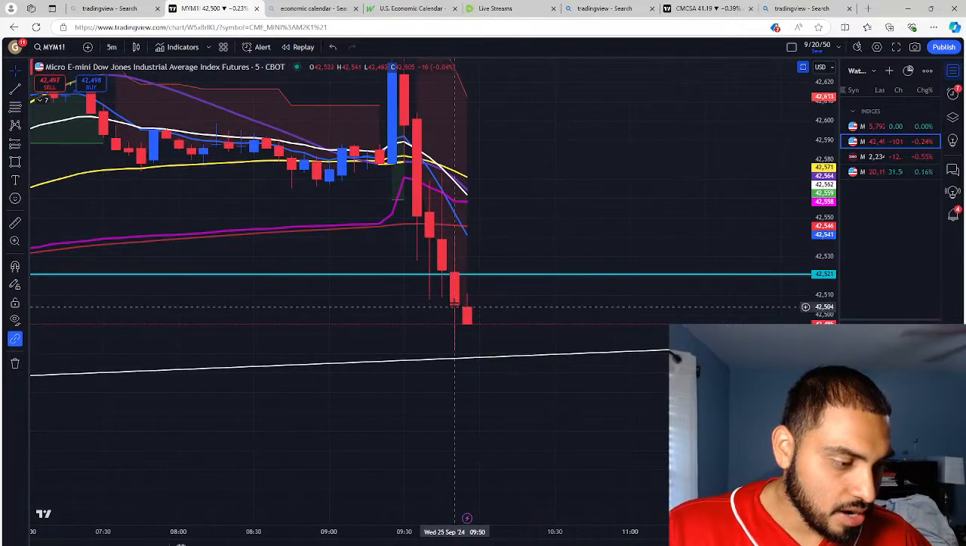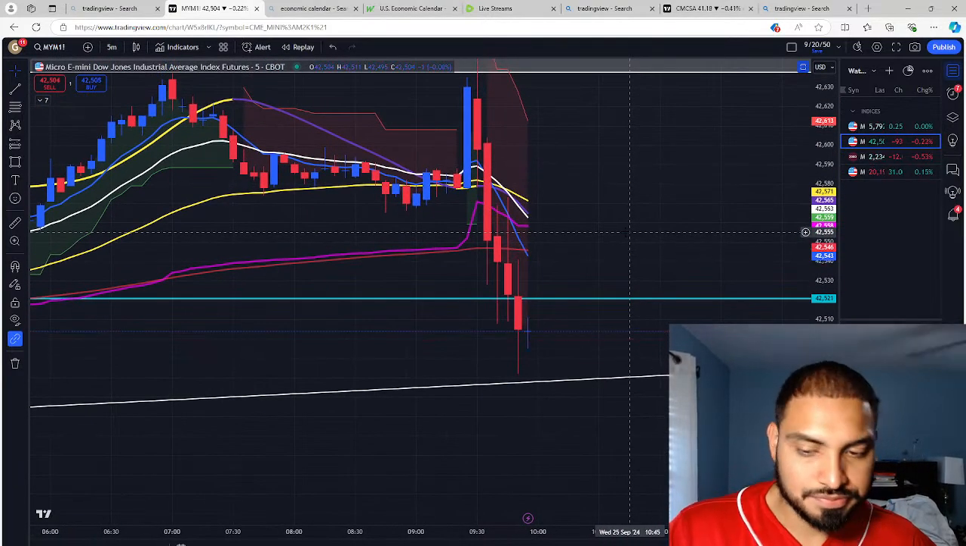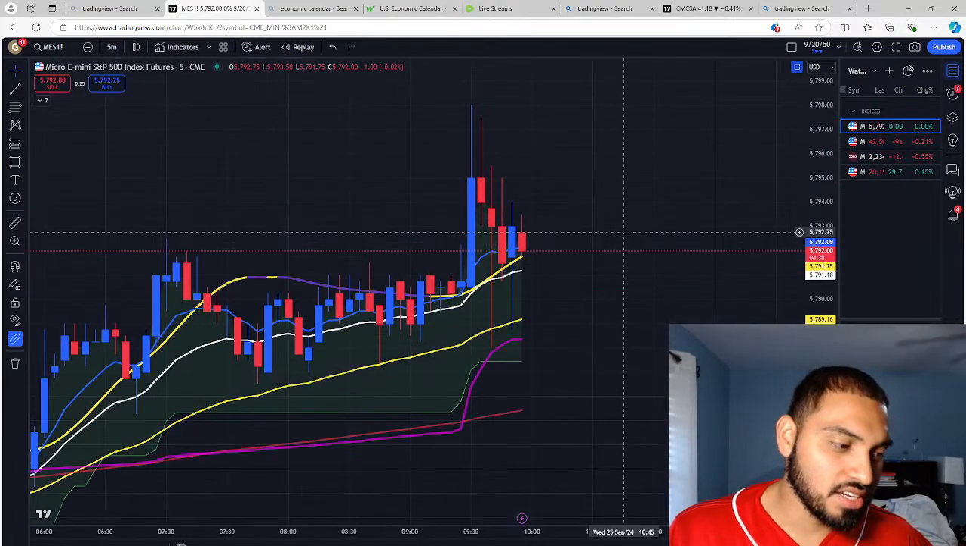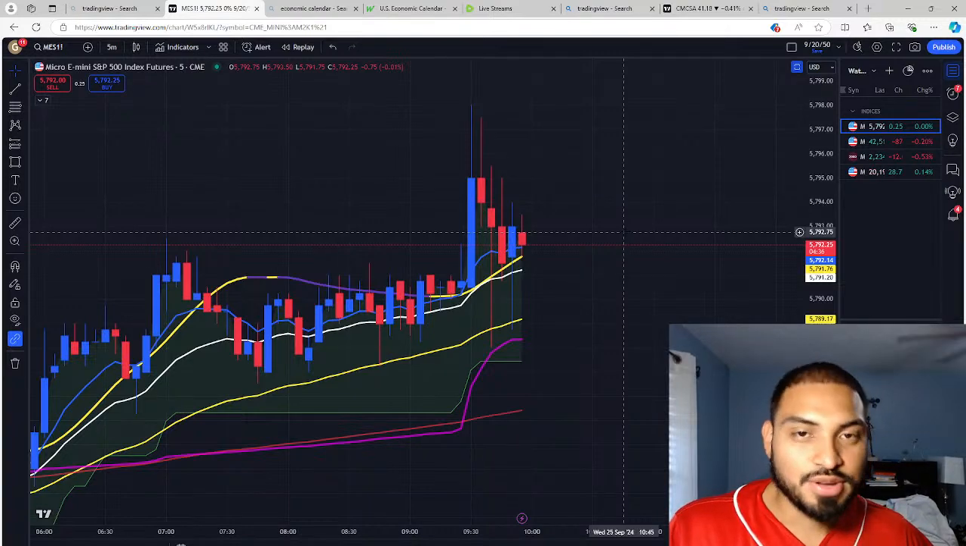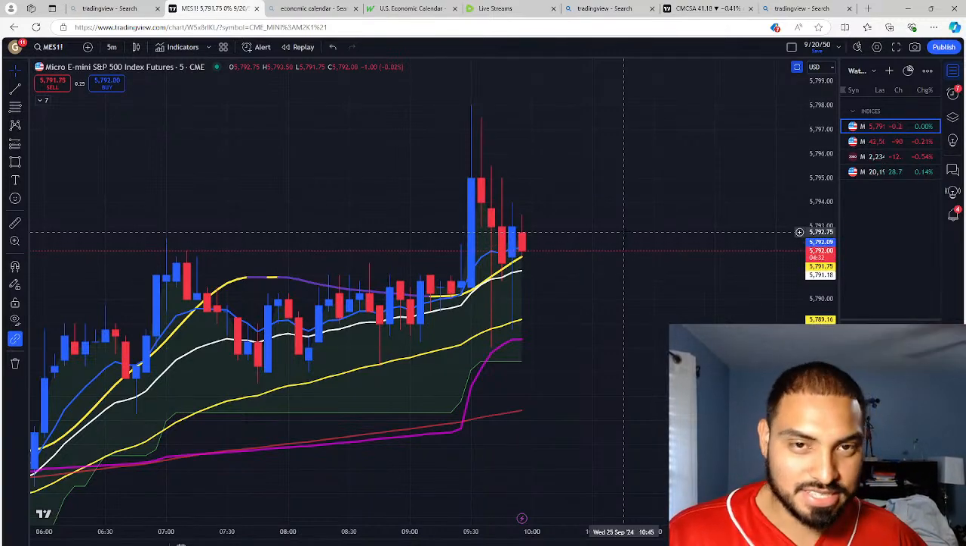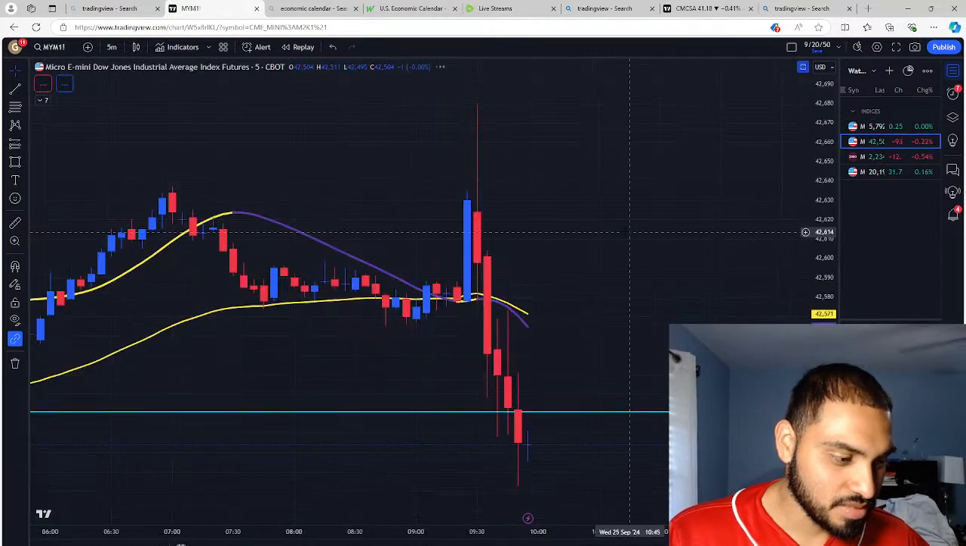Buying pressure wick right there. Let's see if Dow Jones finds support. MES still trading disgusting. That's why I don't like trading MES at all. I really don't. It's like my least favorite ticker. Kind of sucks.